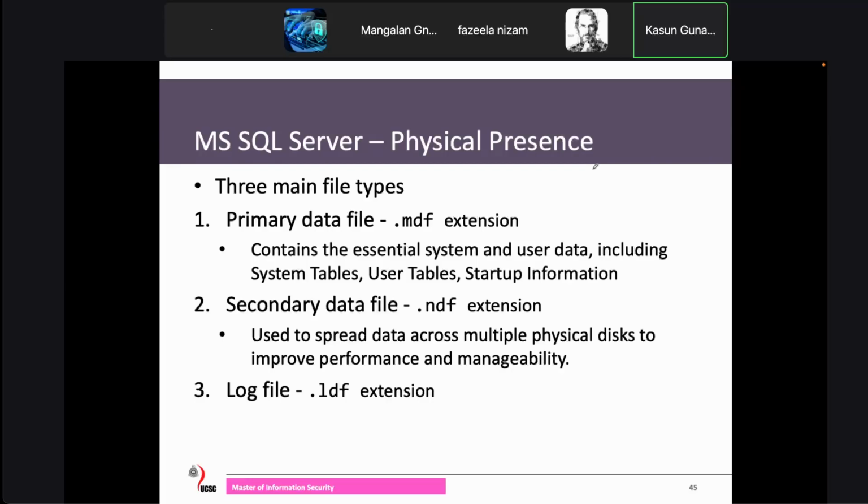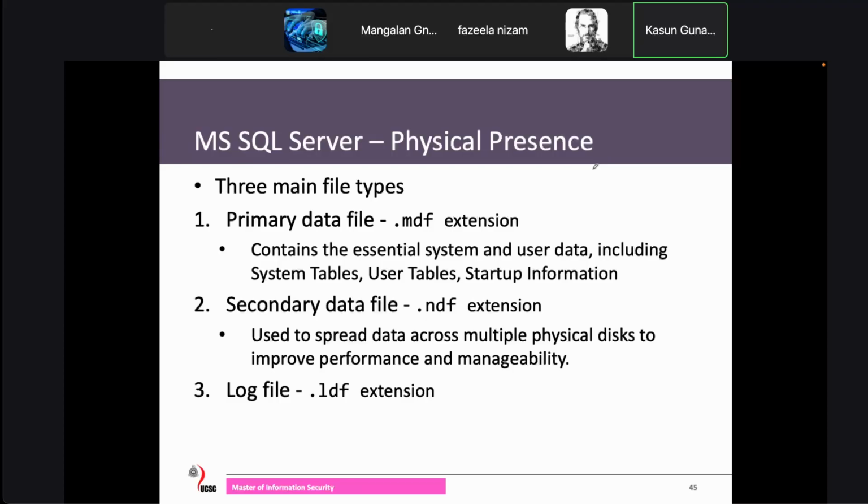Secondary data file is an optional data file found in SQL Server. So it is basically not the primary data file, it's a secondary file. Any data file that is not the primary file, we refer to as a secondary file.